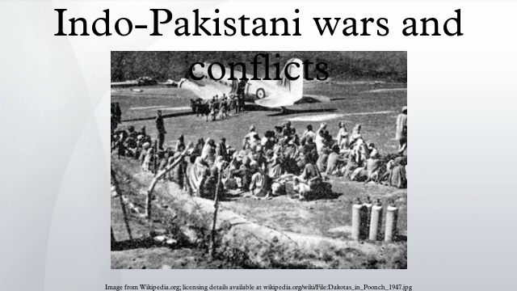Following partition, states were left to choose whether to join India or Pakistan or to remain independent. Jammu and Kashmir, the largest of the princely states, had a predominantly Muslim population ruled by the Hindu Maharaja Hari Singh. Tribal forces from Pakistan attacked and occupied parts of the princely state, forcing the Maharaja to sign the agreement to the accession of the princely state to the Dominion of India to get Indian military aid.